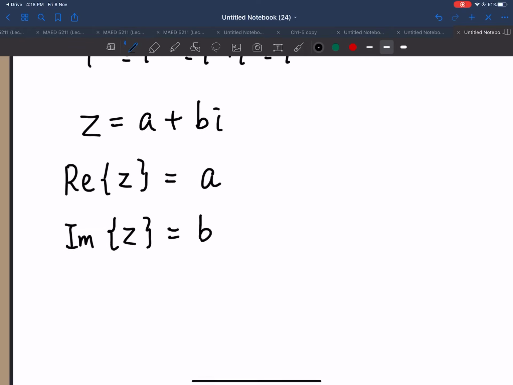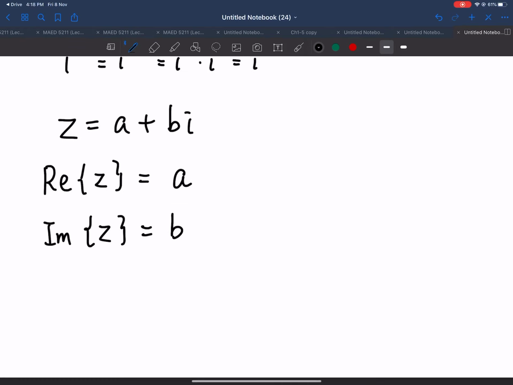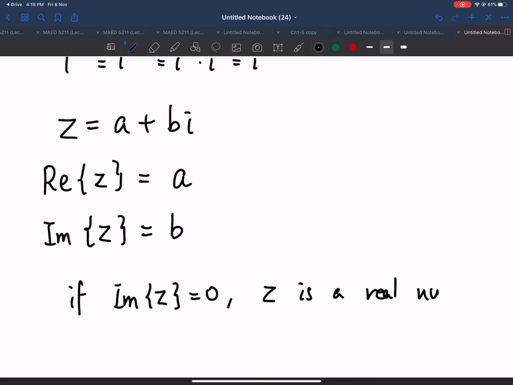So just give you a, not a challenge actually. If the imaginary part is 0, that means this number is a real number. Or you just say z belongs to real number. This should not be difficult. Imaginary part that is b is 0, then this is a real number.